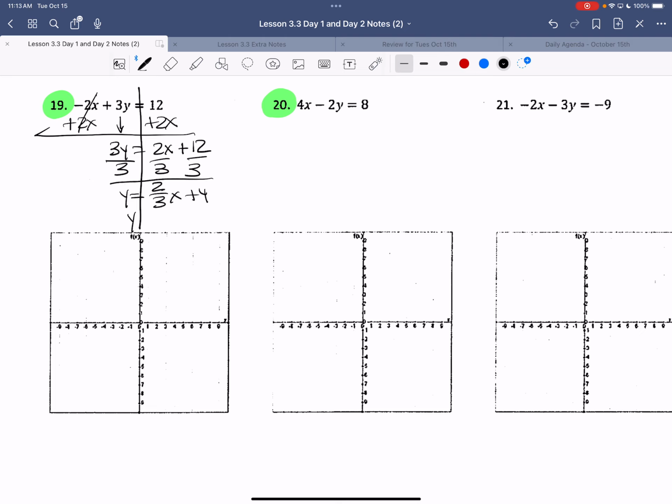Right. Now remember that the reason, remember I kept telling you all along, leave the slope as a fraction? This is why. That's your rise over run. Converting it to a decimal makes it a lot harder to graph. Okay, so that was great.